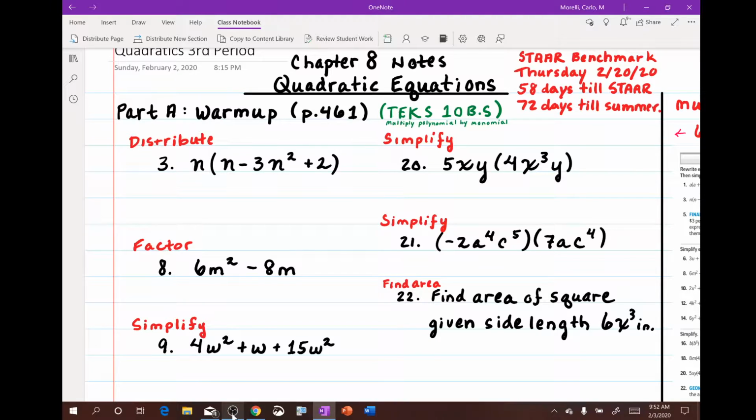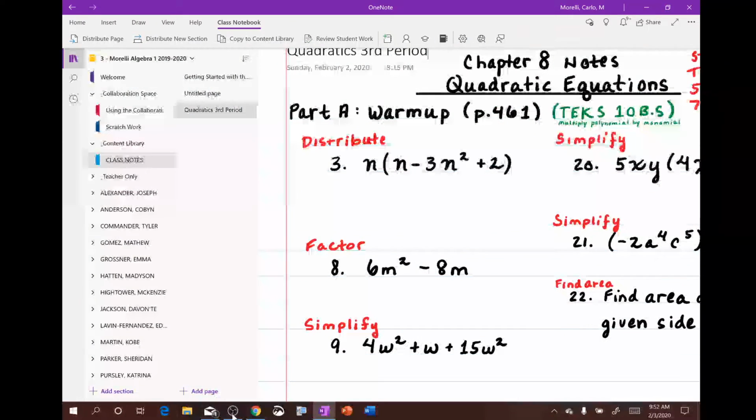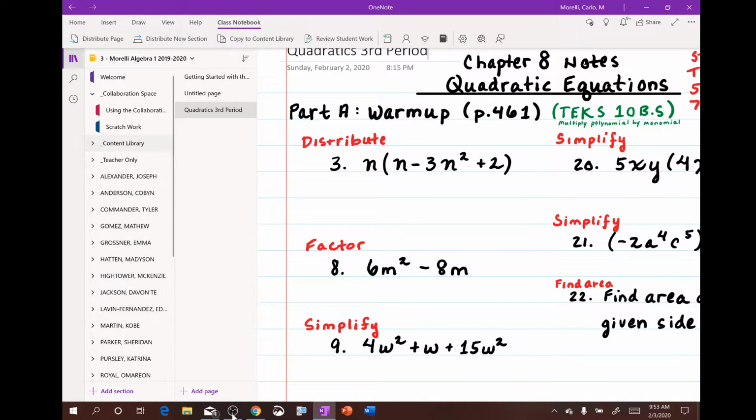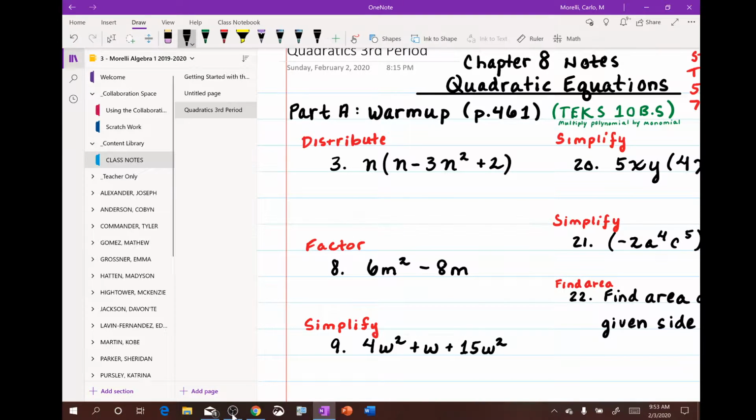So as I said, I've already distributed these notes to you. When you go to onenote.com, you log in using your full Westwood email address and the password, Panther 2019 exclamation point, or whatever password you're using to get in. And then you click on Class Notebook, and then this will all load for you. Right here under Content Library, the class notes are there. Okay, so what I write here will be there.